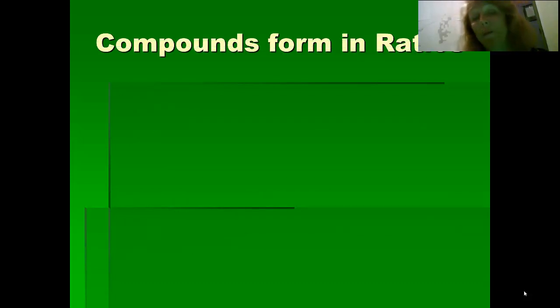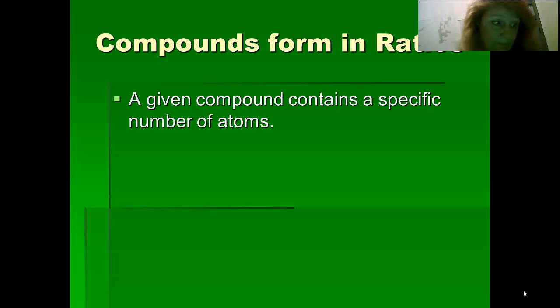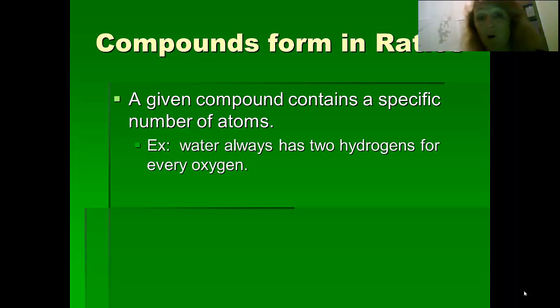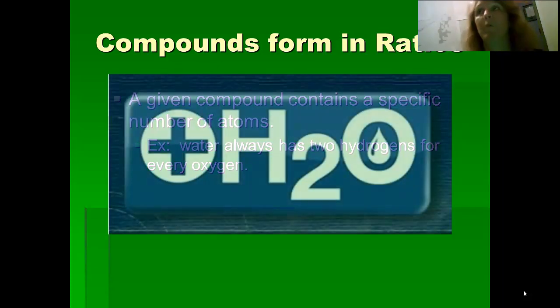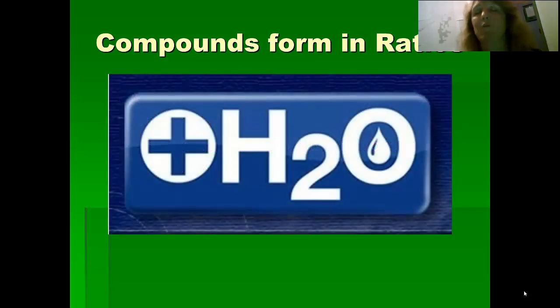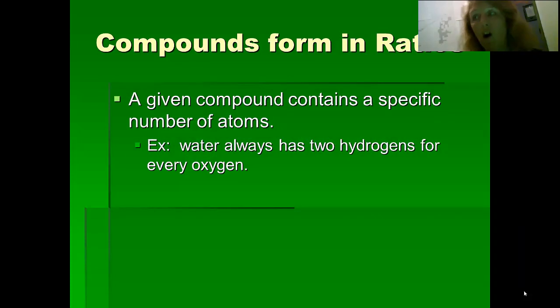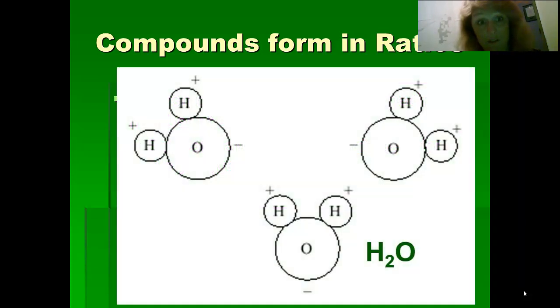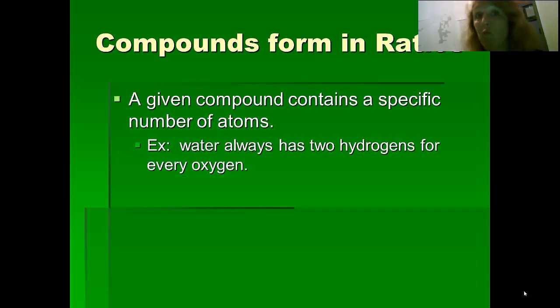Compounds always form in ratios. So any given compound is going to contain a specific number of atoms. You can't just throw a whole bunch of hydrogen and a whole bunch of oxygen into a box and expect water to magically appear. They always form very specific compounds. There's always 2 hydrogen for every oxygen. If you change that ratio, it's like a recipe. If you change the recipe, you get a completely different substance.